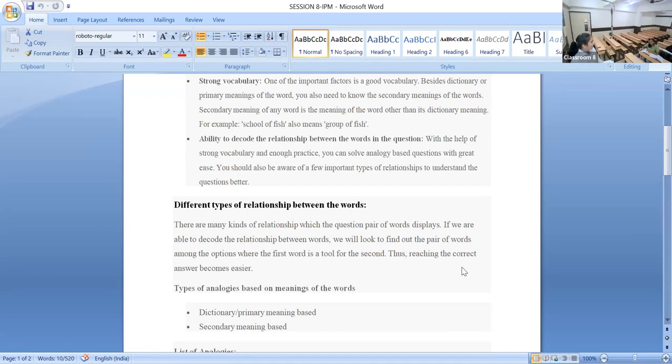Got it? If I have three words over there, it's absolutely okay if you don't know all the meanings, because there will be one difficult word. So at least if you know the first one, you can find out the second. So that's one of the things. It becomes easier. Over here you can see types: your secondary meaning based and your primary meaning based. Who will answer, what is primary meaning based?